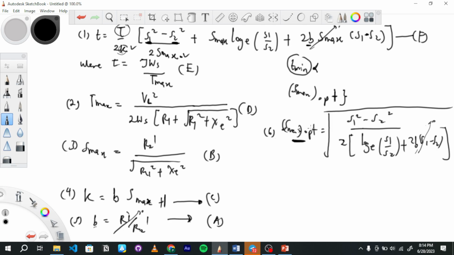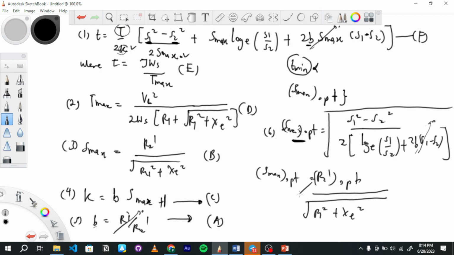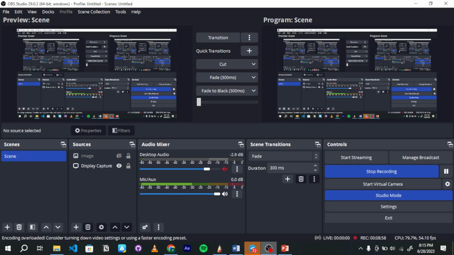Now, for the S max optimum too, there's some R2 prime optimum. So S max optimum will be equal to R2 prime optimum over the square root of R1 squared plus XE squared. So if I want to find R2 prime optimum, it will be equal to S max optimum times the square root of R1 squared plus XE squared. So that's it. That's how you go about it.